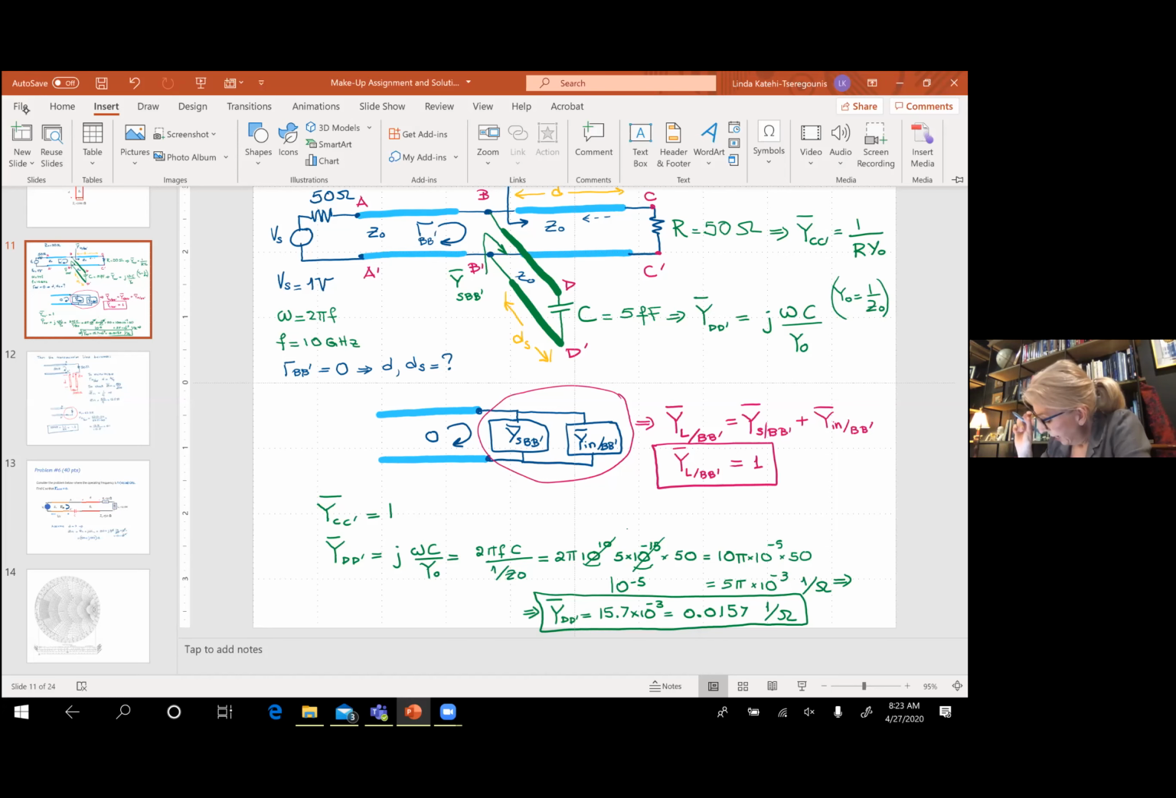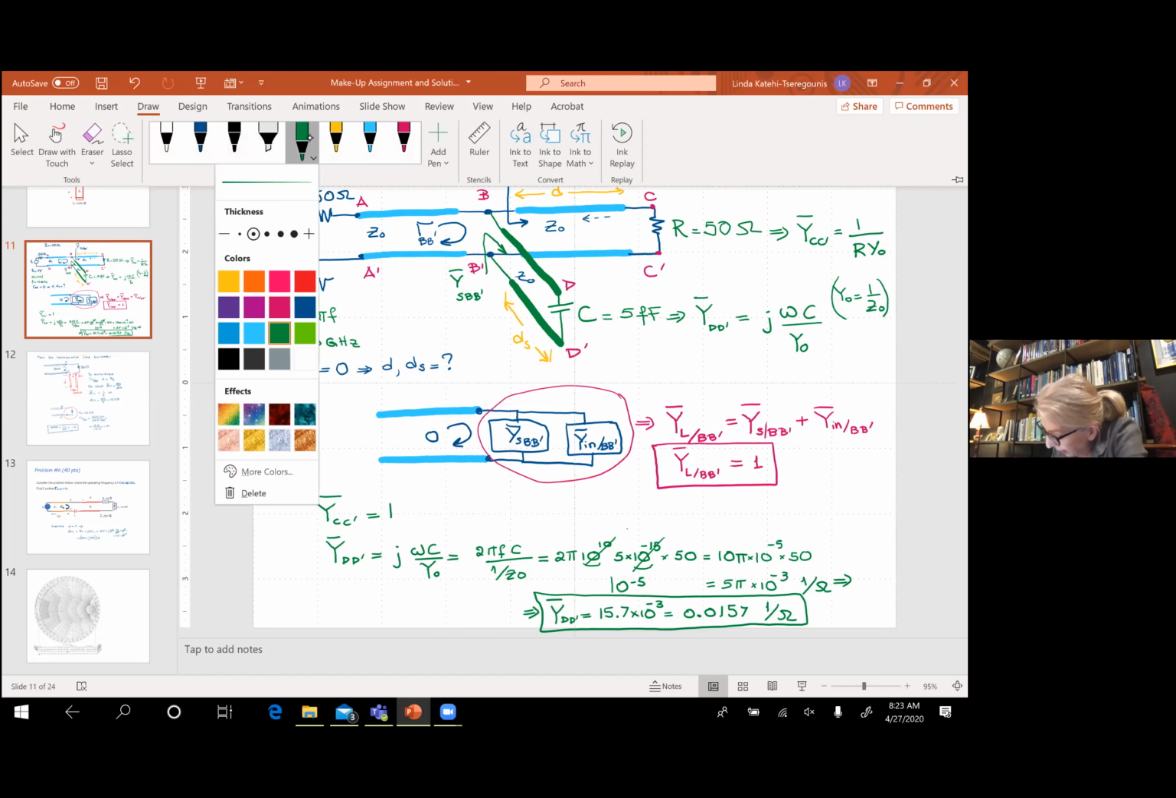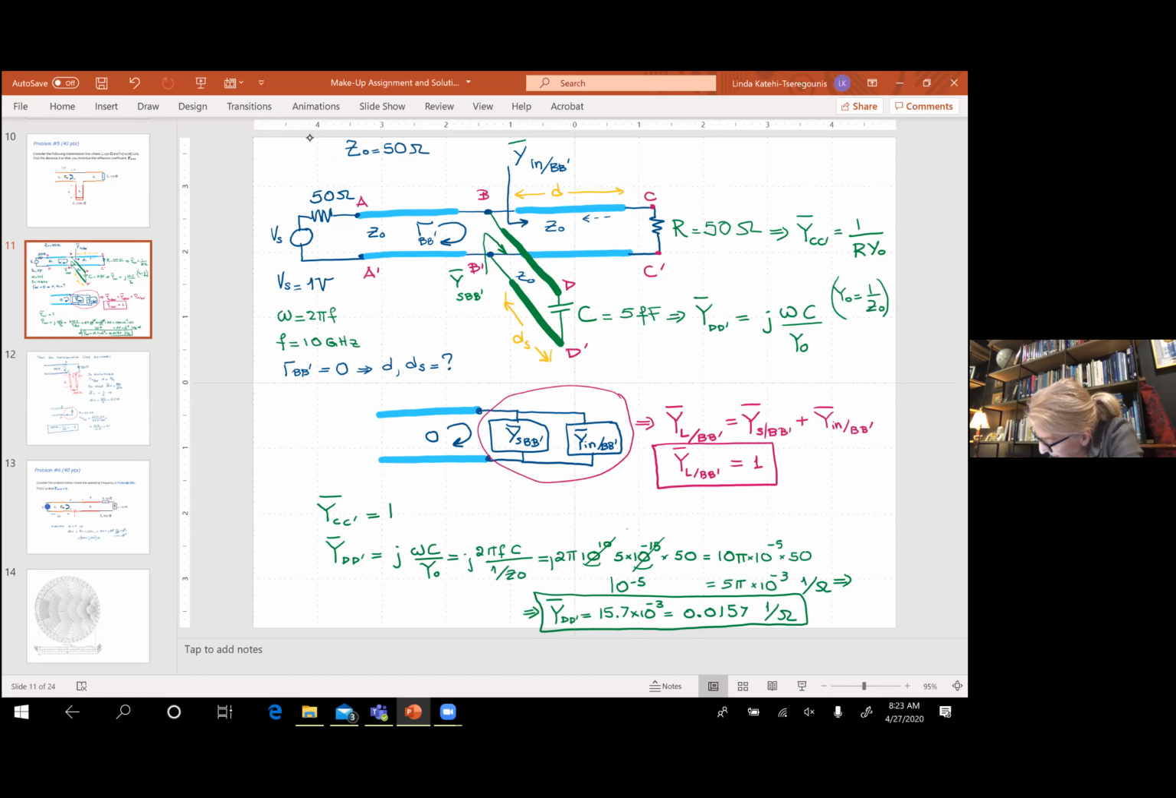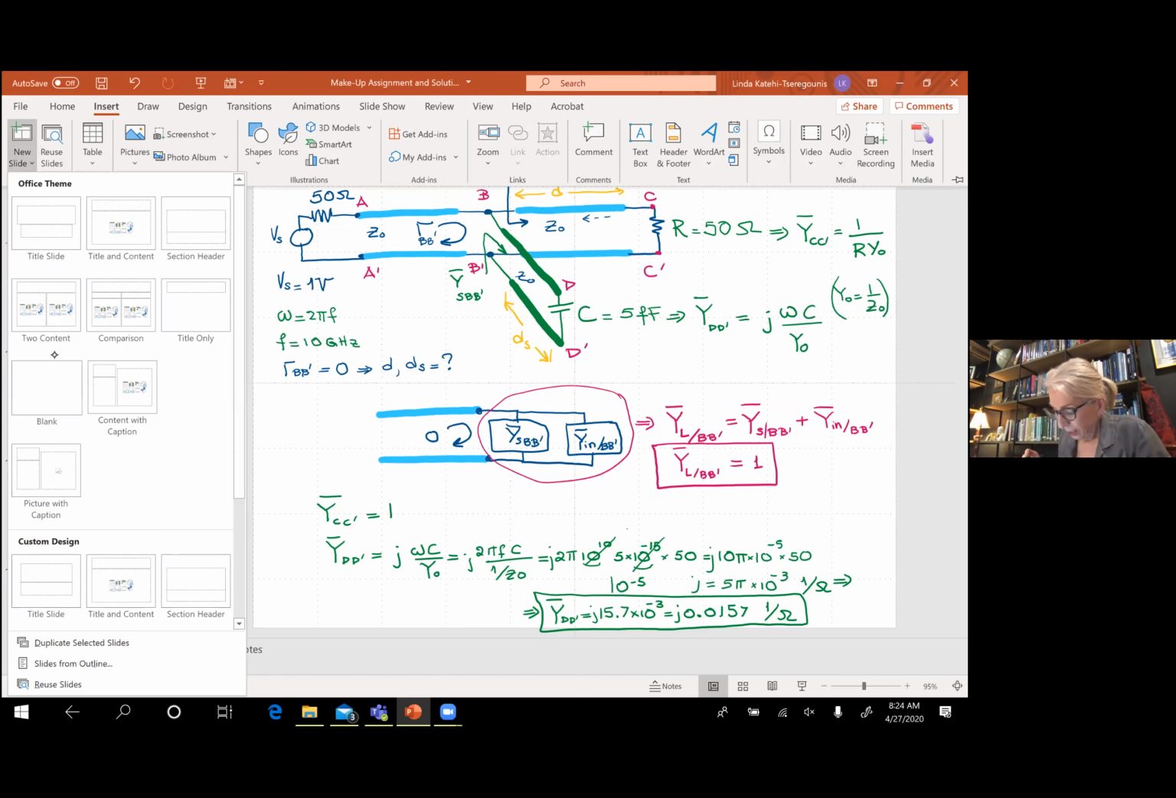What about the J? Yes, the J is important to be there. And I need to add it here and here and here, here, here, and there. Thank you. So now we need to insert another slide and continue there.